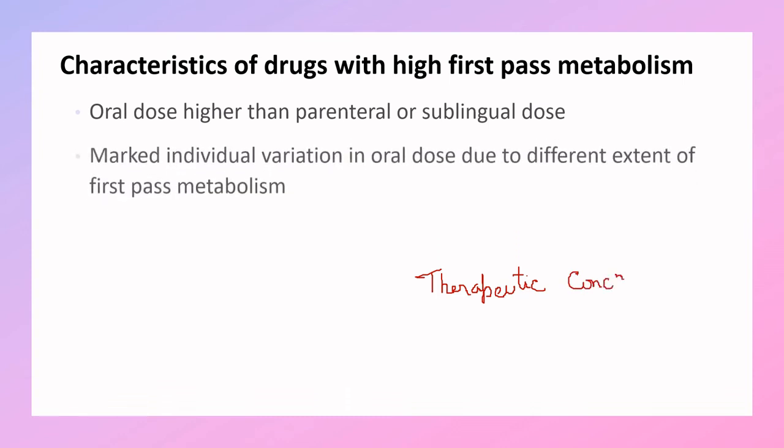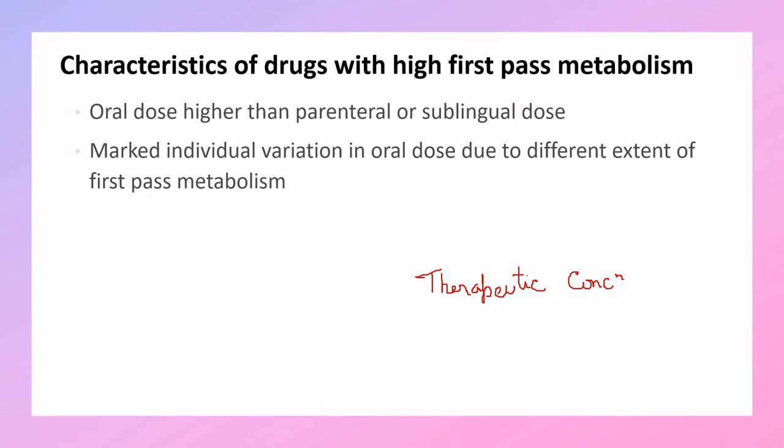The second point is that there will be marked individual variation in oral dose due to different extent of first pass metabolism. You also have to understand that this extent of first pass metabolism varies from person to person. There are a number of factors that ultimately determine the extent of first pass metabolism. Since the extent is different for different persons, naturally the oral dose will be different based on that first pass metabolism.